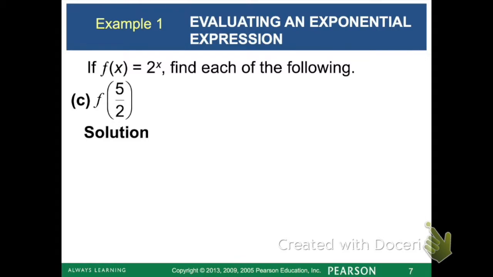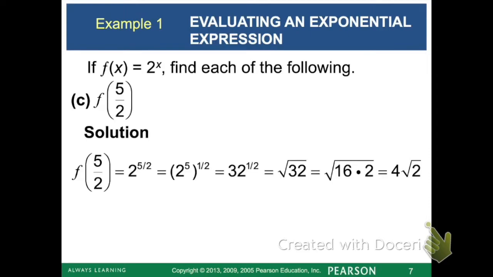Example C, we have f of 5/2. So we're going to plug that in for x in our equation. The way that we're going to simplify this is we are going to rewrite 2 to the 5/2 as 2 to the 5th, to the 1/2 power. The reason I can do that is because 5 times 1/2 is equal to 5/2. These are equal, and my operation here is multiply. So I'm kind of like unmultiplying the 5 and the 1/2.